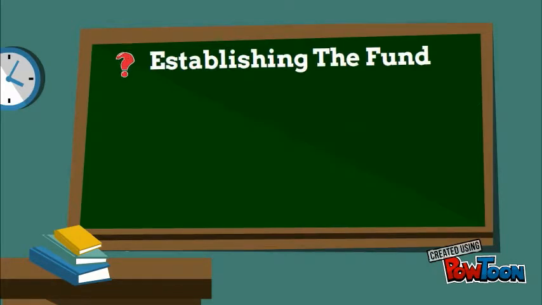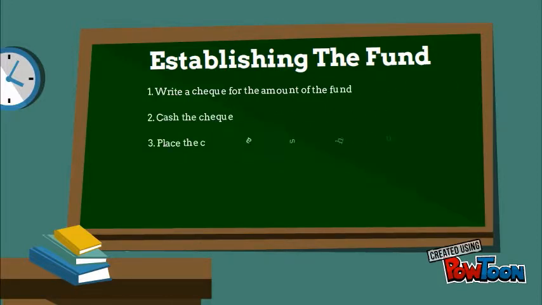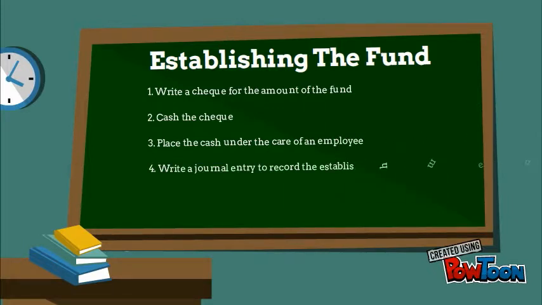And how do you go about establishing the fund? Firstly, you must write a check for the amount of cash that you're going to place in the fund. Then you must cash this check. The next step is placing this cash under the care of an employee, and finally you must write a journal entry to record the establishment of the fund.